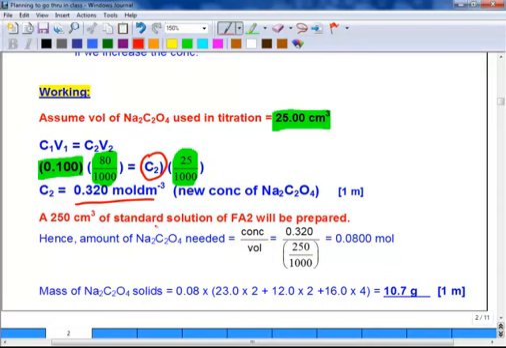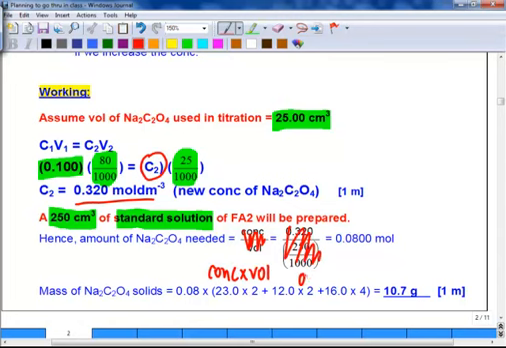And then in this case, you know that you need to prepare a standard solution. Whatever solid that you have, we always prepare standard solution before titration. So you have to calculate for 250 cm cube standard solution. Hence, the amount needed is just concentration times volume. That means you will get 0.32 times 250 over 1000. This will give you 0.08 moles. Is that okay?